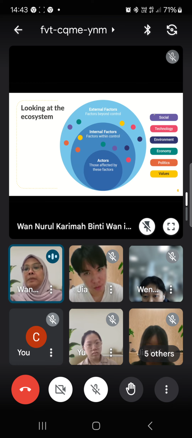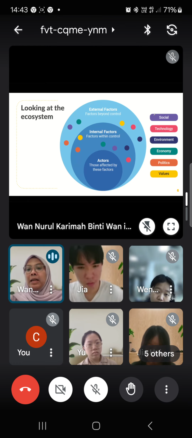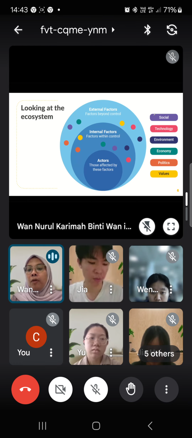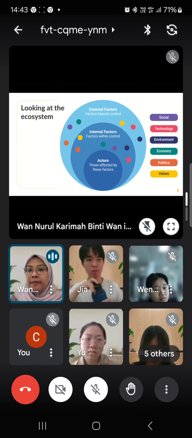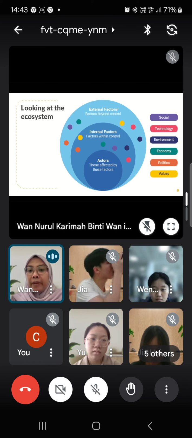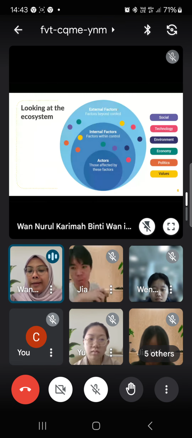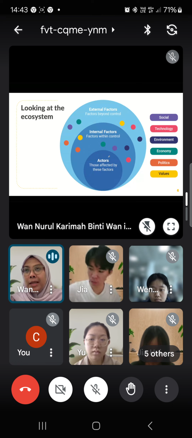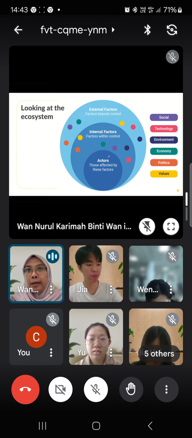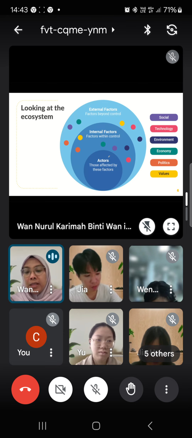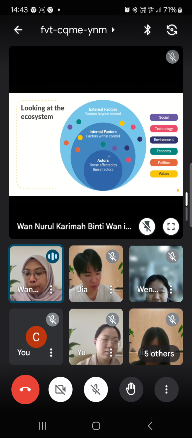Apart from STEEPV, there are many other terms that are used to study this ecosystem. Some people use PESTEL, some people use other variants, but they are basically similar. And for our study, we usually focus on STEEPV factors. So the external factors are factors beyond our control, and the internal factors are factors that are within our control. And the actors are the people or the stakeholders that are going to be affected by the external and also internal factors when it comes to the application, development, or adoption of a certain technology that we choose to study.